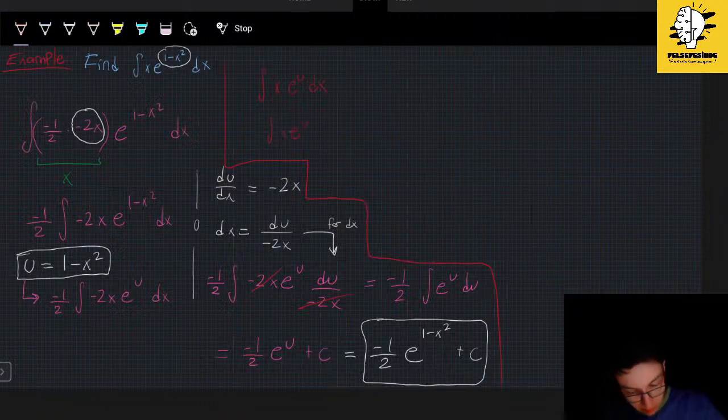So by the way, I'm just showing it very quickly. It would be like du over negative 2x, right? So the x's would cancel each other, okay? I'm just showing what would happen if we didn't use this. The green part would be just like e to the u.